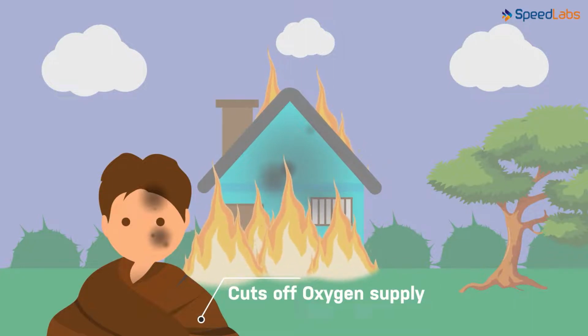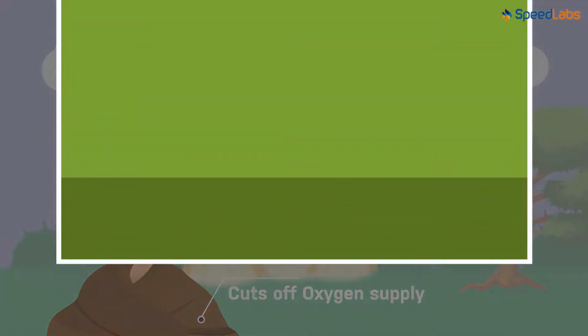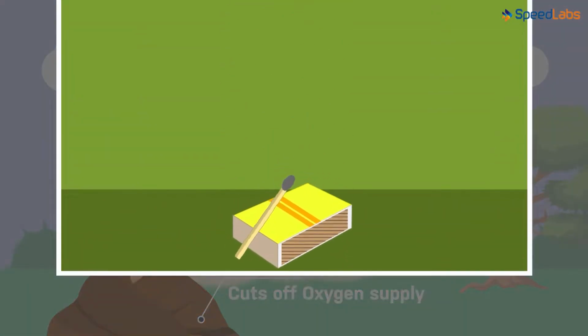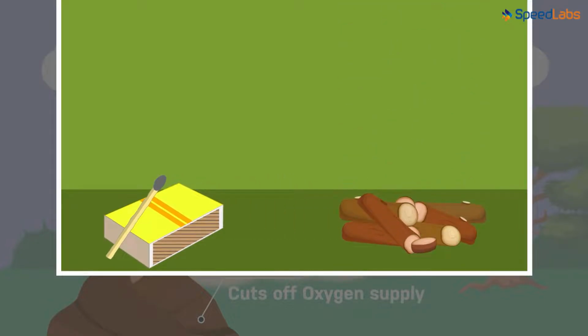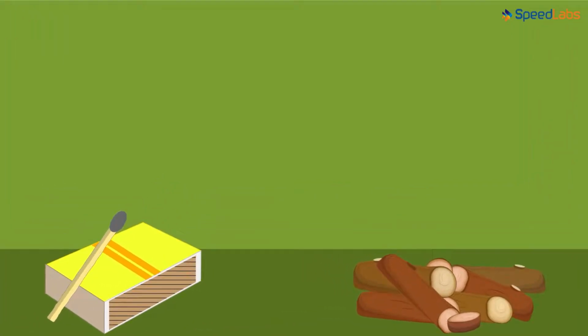Wait a second. We know that oxygen is present everywhere around us. Then why doesn't a matchstick burn on its own when kept in open air? Or why doesn't a log of wood catch fire all of a sudden? Have you ever thought about it? Let me explain. Oxygen is required for the burning process to continue further. However, the process begins only at a specific condition of temperature. Yes, when a specific temperature is achieved, only then the substance can catch fire.